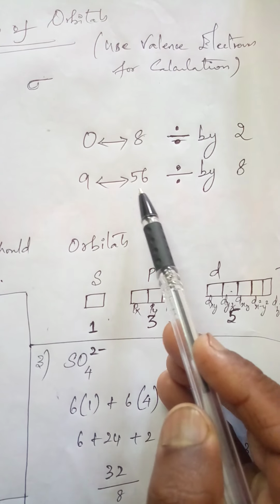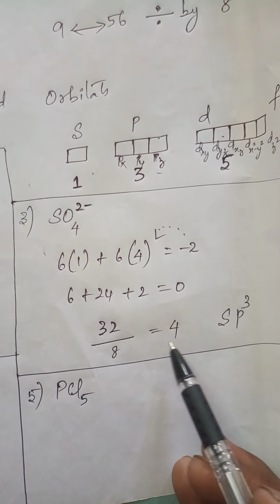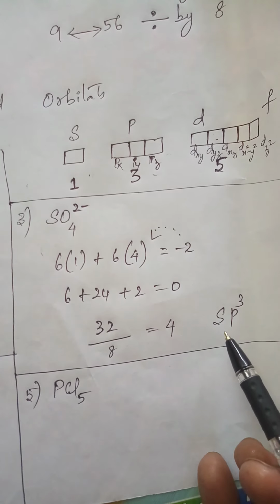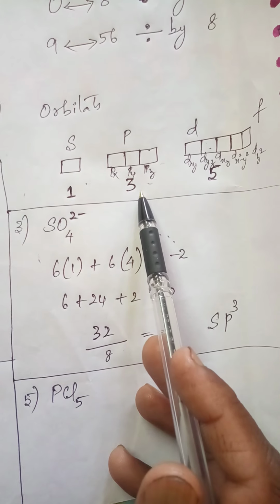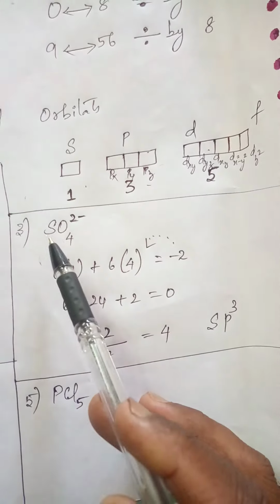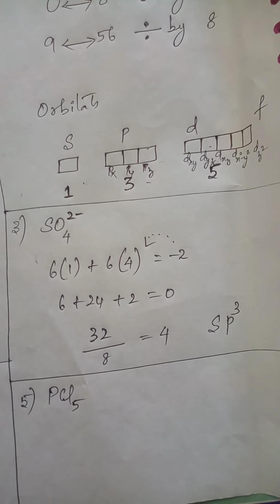That means it is in between 9 to 56. So what I need to do is divide my answer by 8. When I do so, dividing the answer by 8, you can see I get the answer as 4. When I get 4, you need to know which orbitals will undergo combination. So one s orbital will combine with 3 p orbitals. Thus you get the hybridization of sp3. The sulfate molecule is sp3 hybridized. Got it? Yes. Is it clear now?